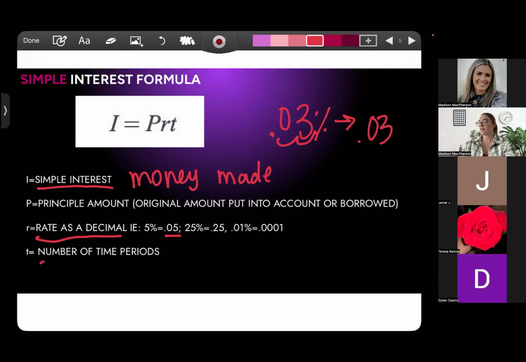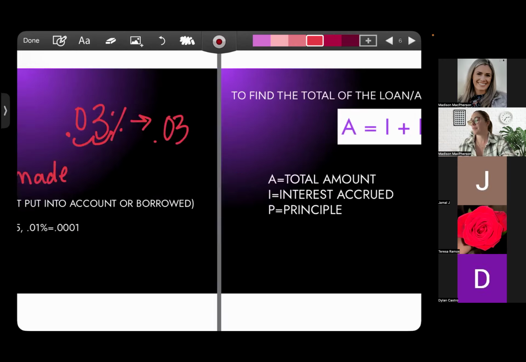Okay, T is the number of time periods. So if it's 3 years, T would be 3. Sometimes you're going to see a quarterly payment. That's going to change the number of time periods to 4 times however many years. And we'll see an example that looks like that today.